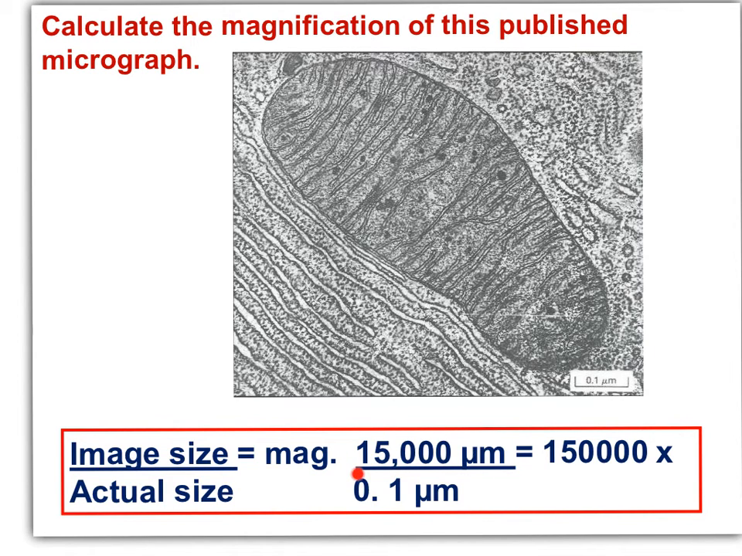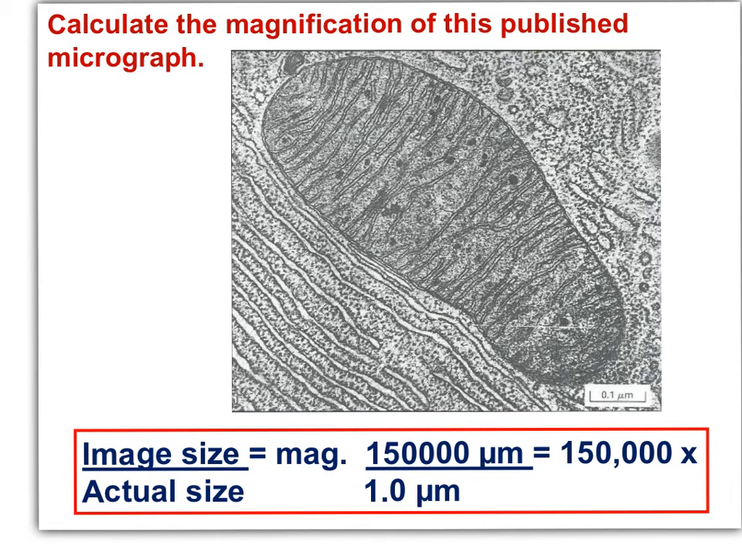I'll let you work on the math. This is your image size. The actual size is given, 1/10 of a micrometer. Divide to calculate the magnification as 150,000x. Remember, both values must have the same units, and they cancel, so that this is magnification. It's unitless. Now, you might have been tempted to calculate the magnification of the entire mitochondrion, and that's fine, but realize that everything in the image is magnified equally, so using the scale line is the easiest approach.